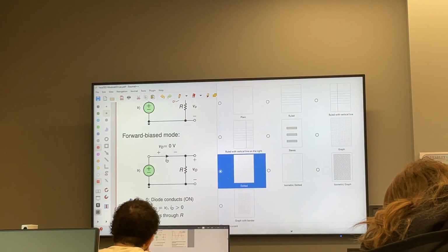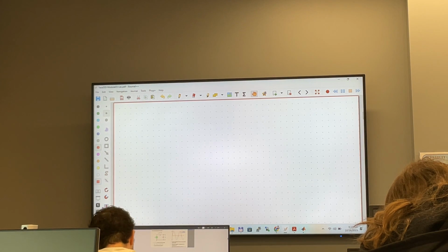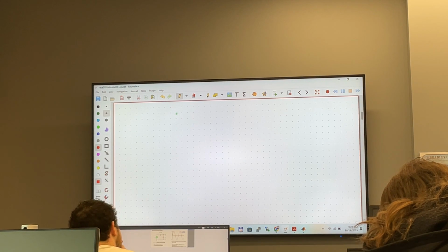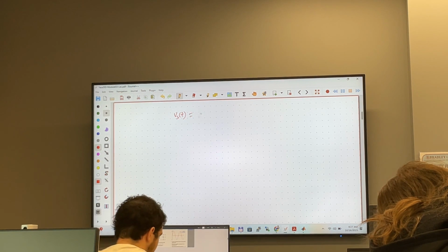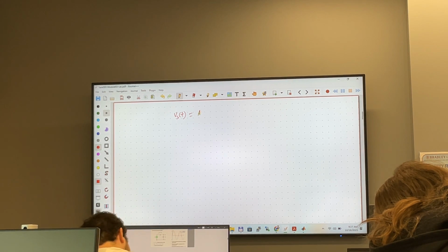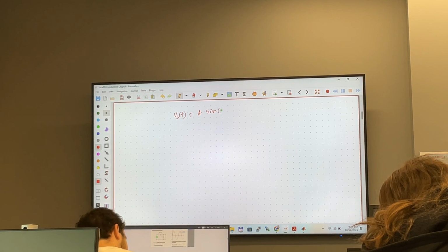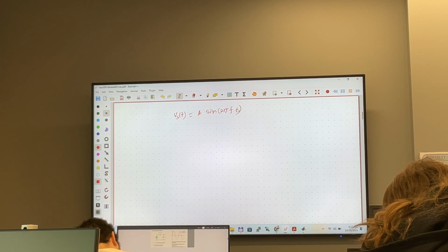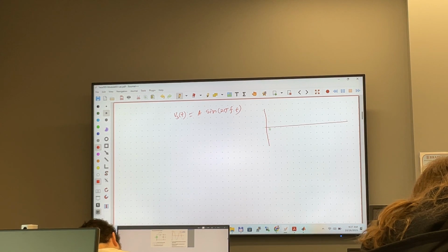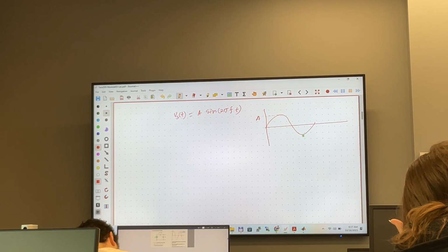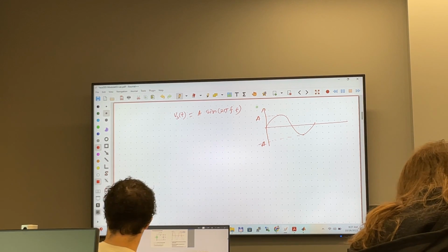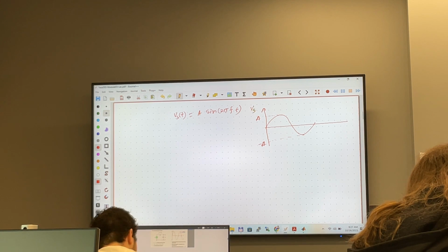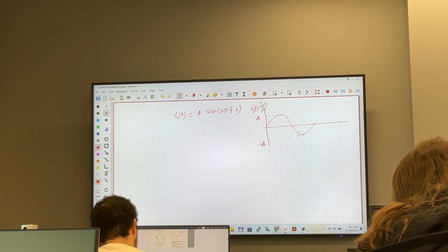Now let me go to another vector. It said that we have input voltage V sub S of t, which is A sine 2 pi f t, where we view the sinusoidal signal as such, where the amplitude is A and the minimum amplitude is negative A. So this is your positive, and this is your V sub S of t, and the unit is volt.